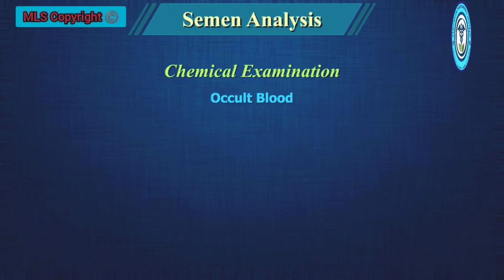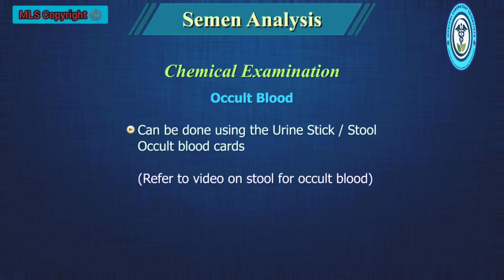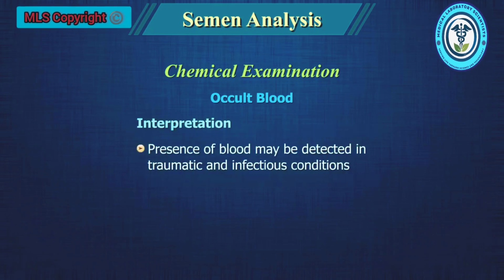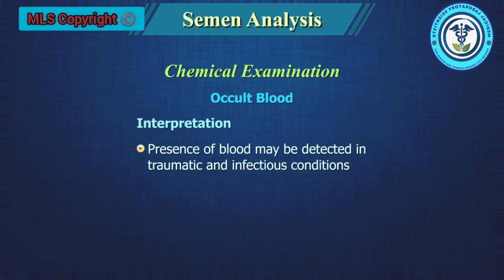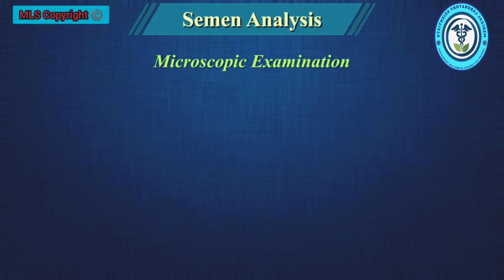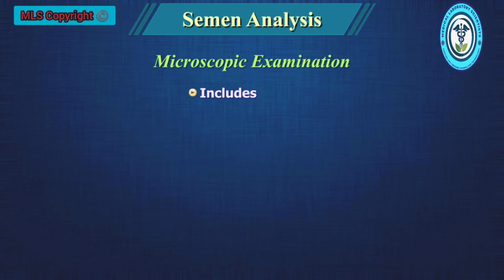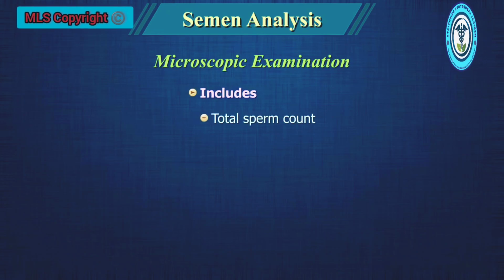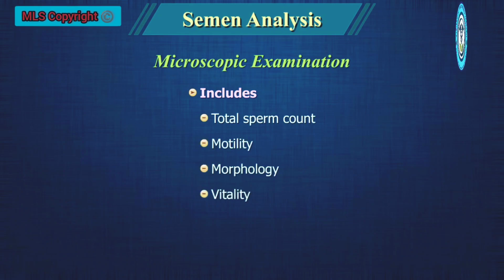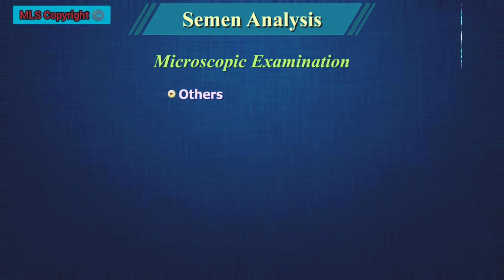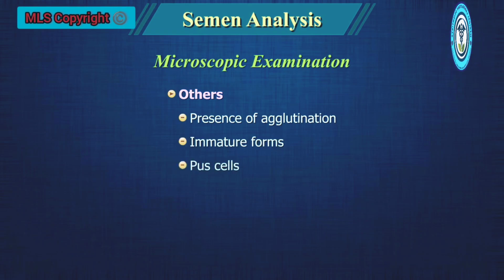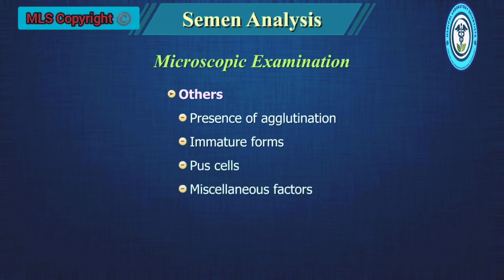Occult blood can be done using the urine stick or the stool occult blood cards. Presence of blood may be detected in traumatic and infectious conditions. Microscopic examination of semen. The microscopic examination includes the total sperm count, motility, morphology, vitality, and others like presence of agglutination, immature forms, pus cells, and miscellaneous factors.